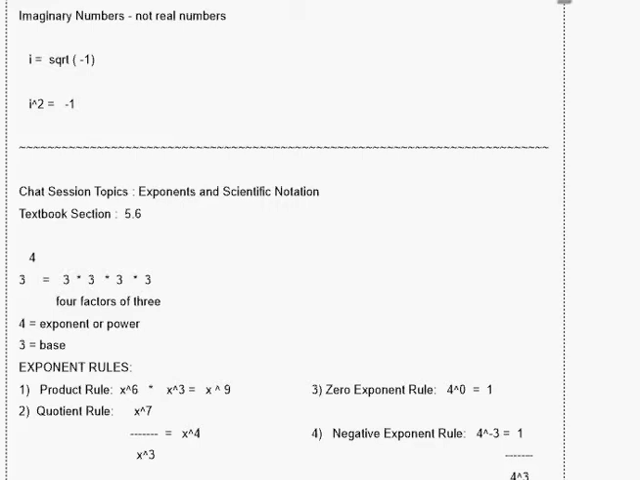3 to the 4th means 3 written down 4 times and multiplied. The 4 is called an exponent or power. The 3 would be the base. Here are some exponent rules.